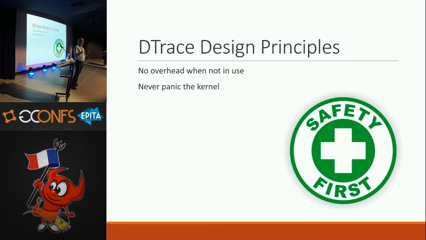Really important, don't panic the kernel. Because it turns out if you turn on your tracing and the kernel panics, people get really, really annoyed, especially if you do it to them in production. Unless they're Twitter, then it's okay.